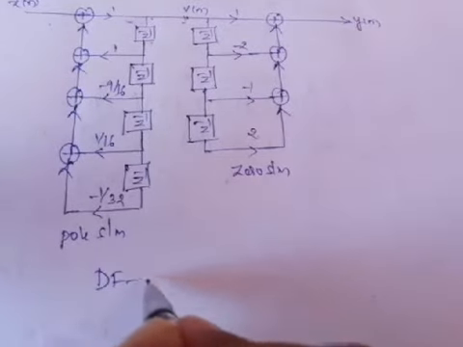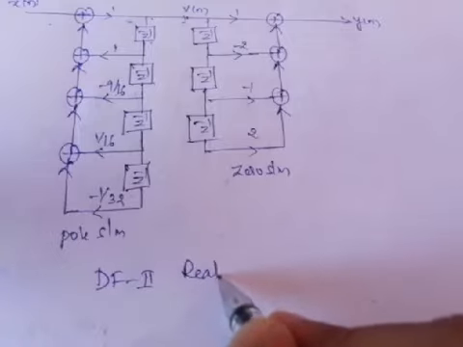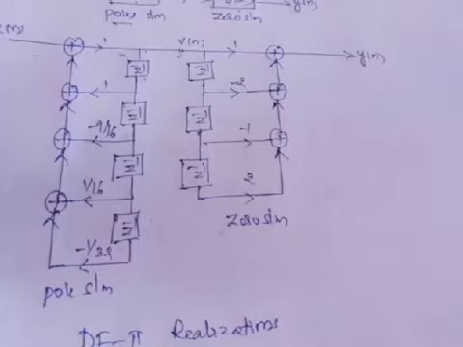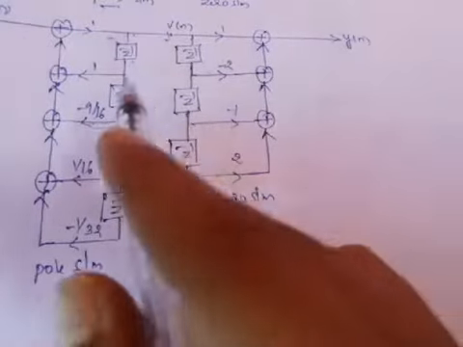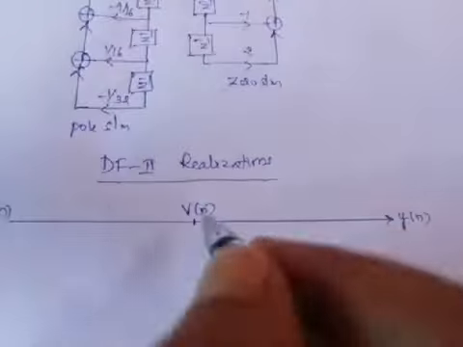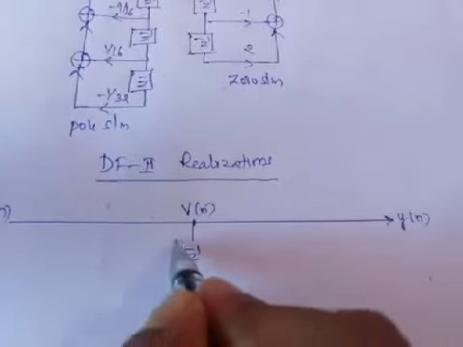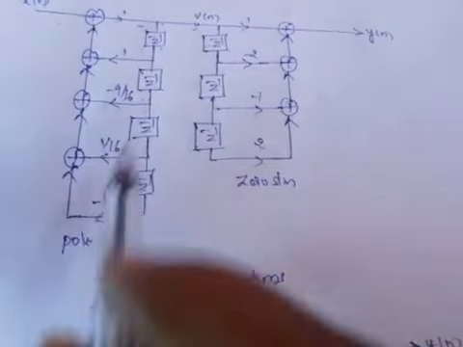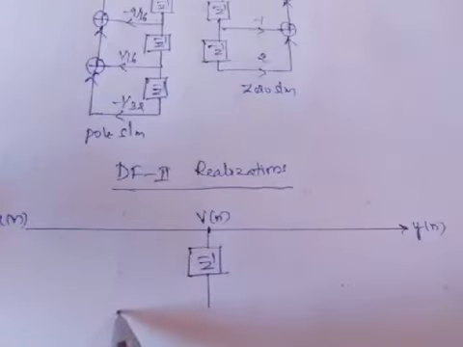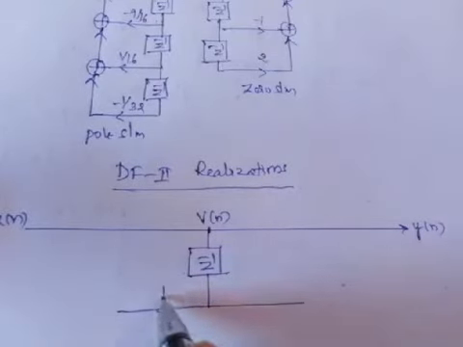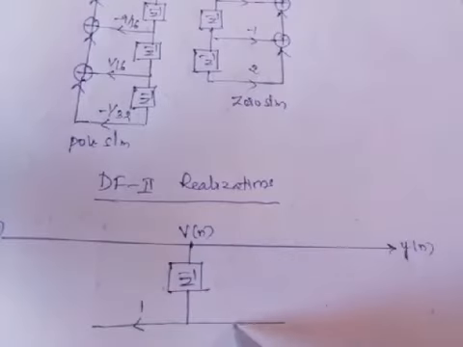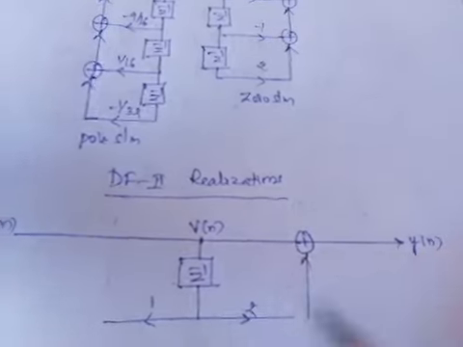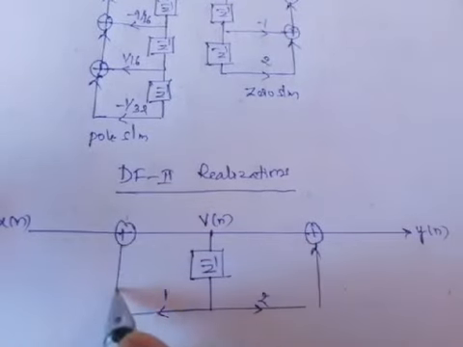The final direct form 2 realization is v of n. V of n is first delayed by one time. Here in the pole system, what is the coefficient term? 1 is there. And in the zero system, minus 2 is there. Add with the previous result. Here also add with the previous result.